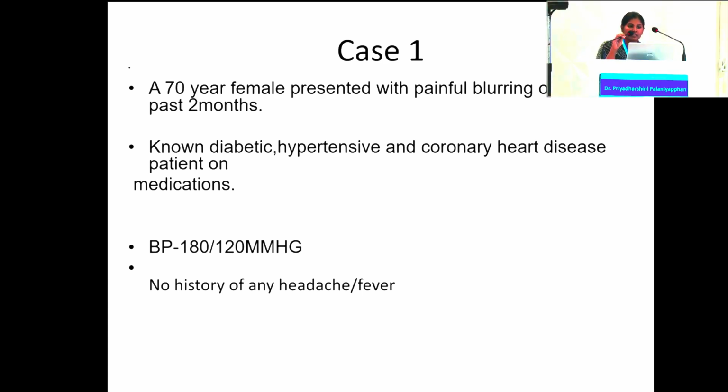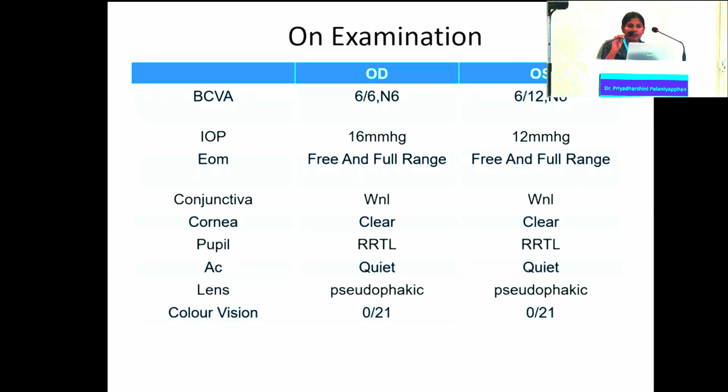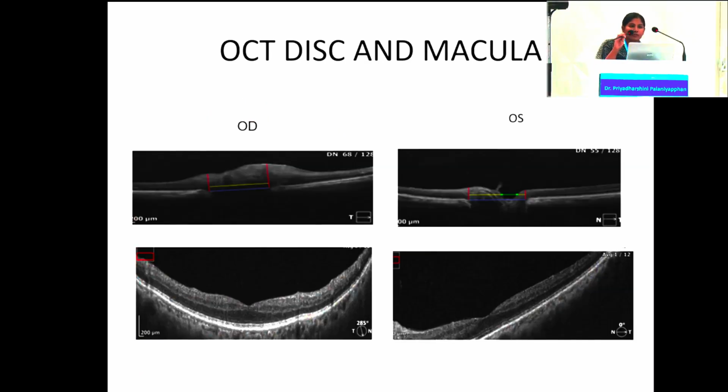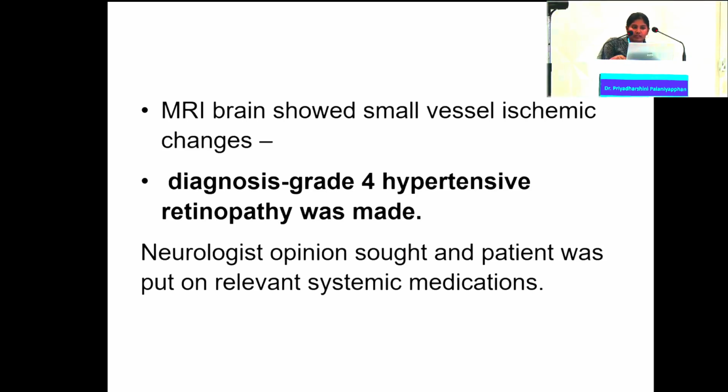Her BP was measured at 180/120 millimeter of mercury. There was no history of any headache or fever. On examination, her BCVA of right eye was 6/6 and 6, left eye was 6/12 and 8. Only color vision was reduced. Pupil reaction and extraocular movements were normal. Fundus image of both eyes showed disc edema with splinter hemorrhages. OCT showed disc edema in both eyes and macula was normal.